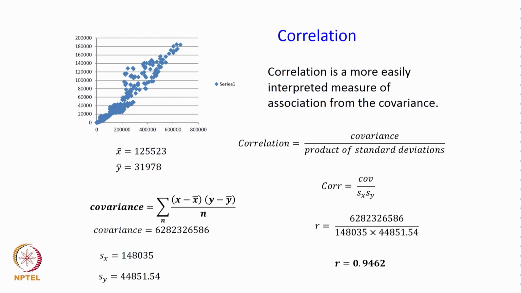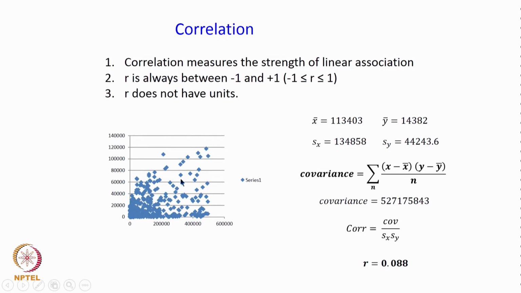The range is between -1 and +1, and in this case we have a correlation of 0.9462, which is very close to 1, and then we could say that the data is indeed associated. Now, if we look at this data, the second set of data, before that let us look at these. Correlation measures the strength of linear association between numerical variables. What is important is linear association between numerical variables. R is always between -1 and +1, and R does not have units.